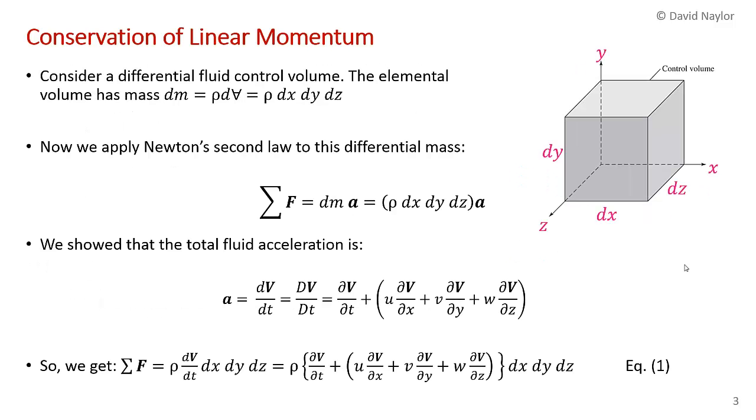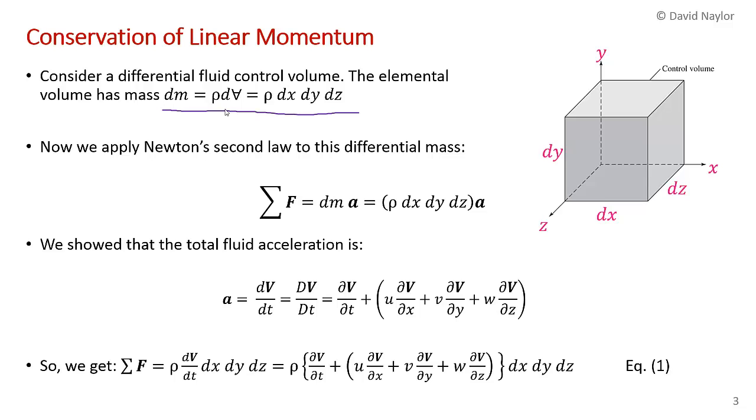So we're going to start this discussion by talking about conservation of linear momentum. This is Newton's second law. And so what we're going to do is consider a differential fluid element shown over on the right, dx, dy, dz. And it has mass, dm, of rho dv, right? So mass per unit volume times the incremental volume, and the volume of that little cube is dx, dy, dz.